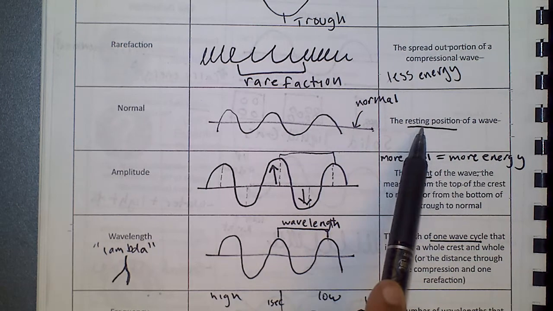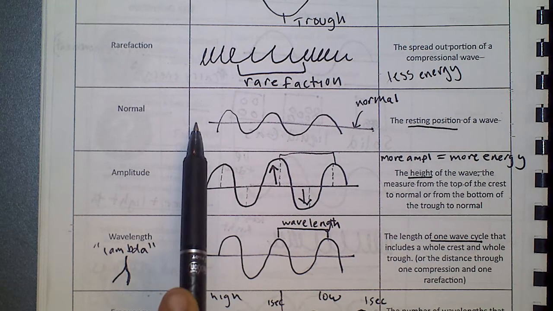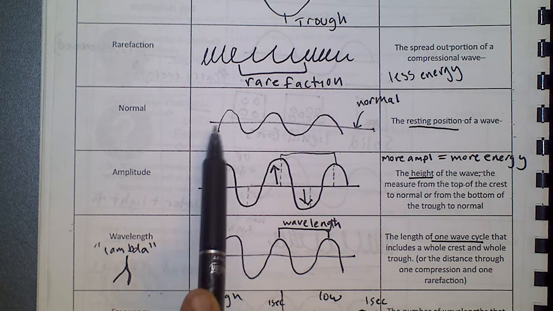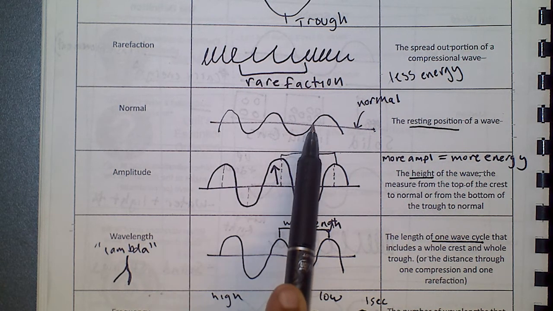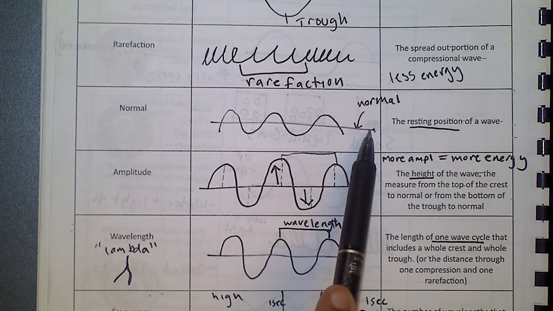Normal is also called resting point, and that's when there's no wave. That's what this line means. So like if I was playing music, that's what these waves represent, and then I turn it off, it would go back to a flat line.